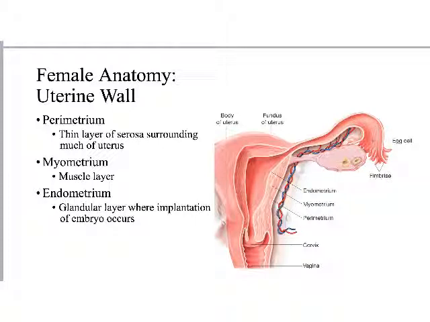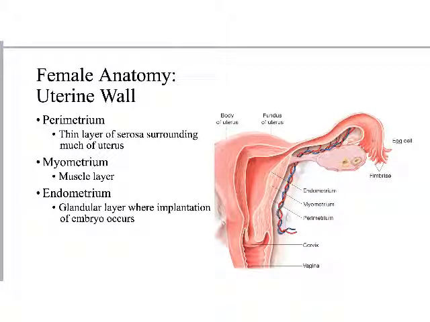Okay, we can also look at the uterine wall itself. There are 3 sections to the uterine wall, kind of like the heart. The heart is also a muscular container that holds blood. This is a muscular container that holds a baby. So there are 3 sections to it: the inside layer, the middle muscle layer, and then the outside layer.